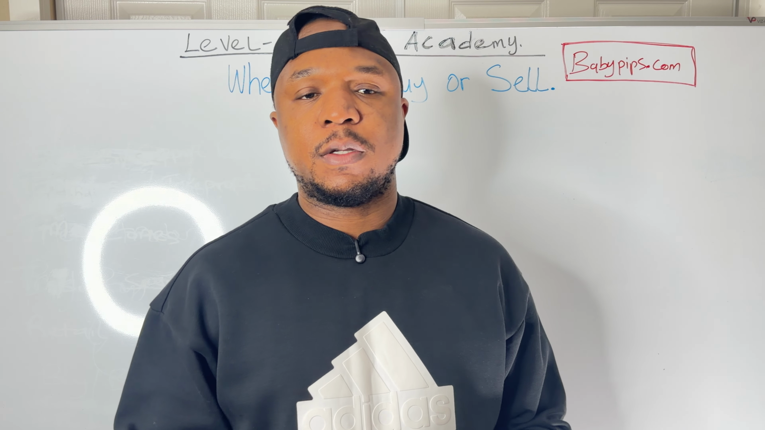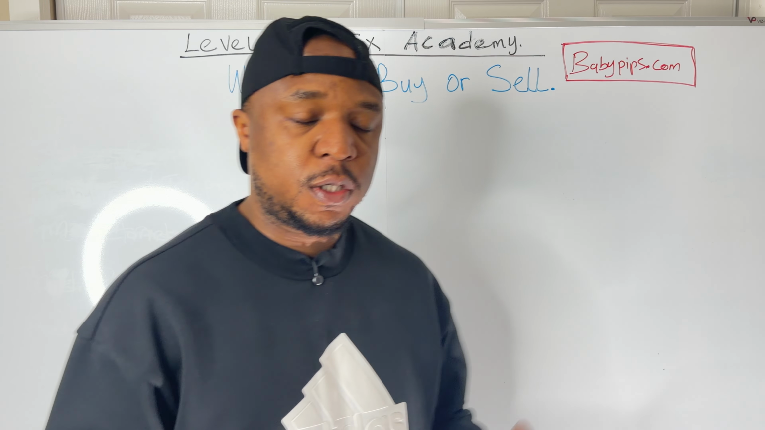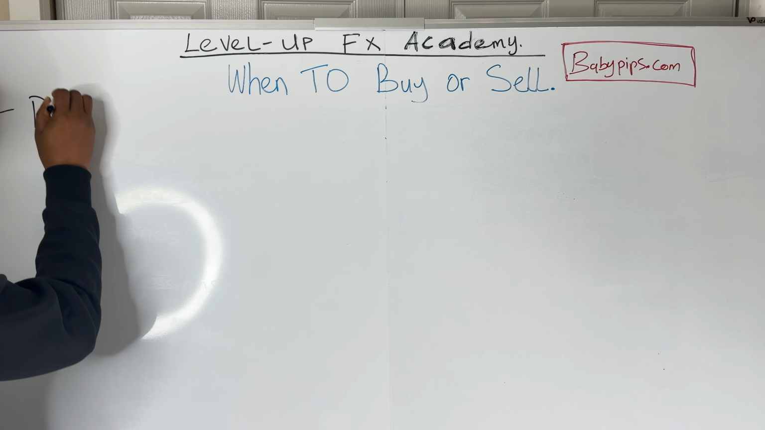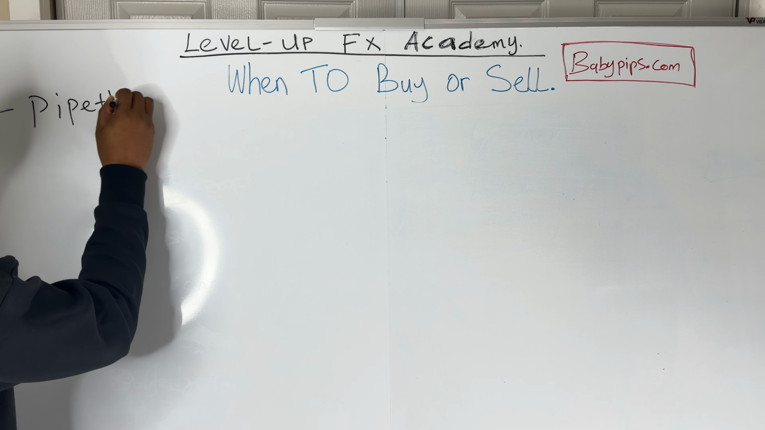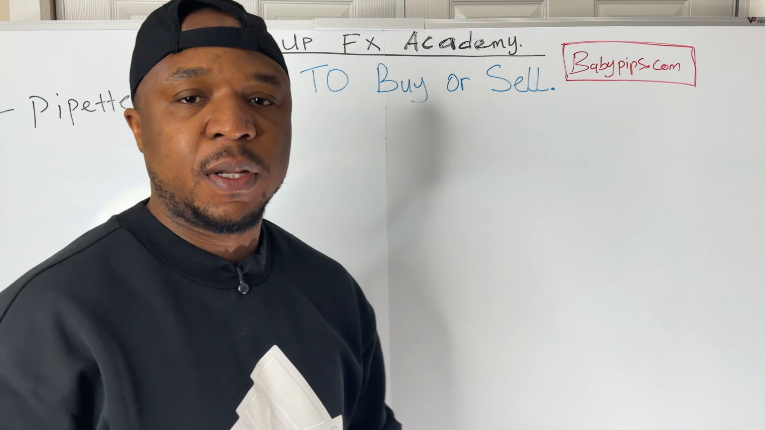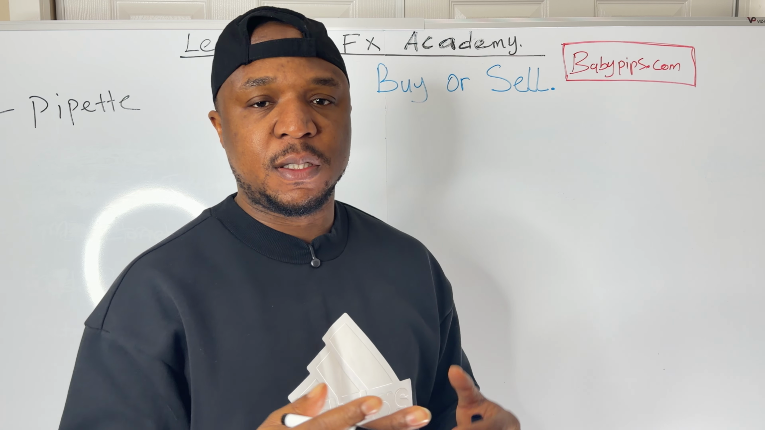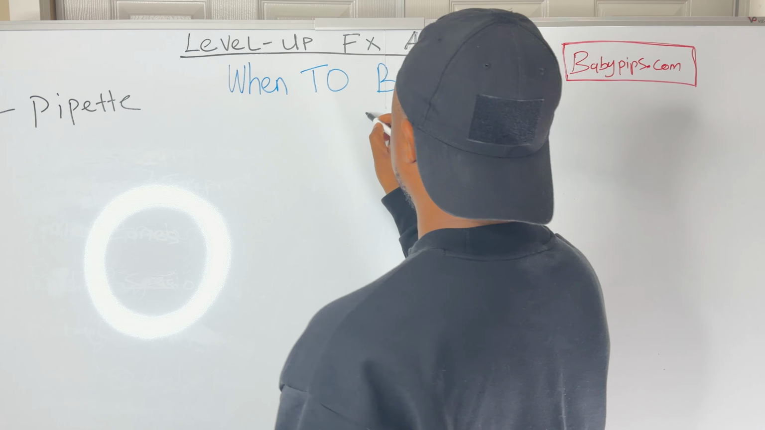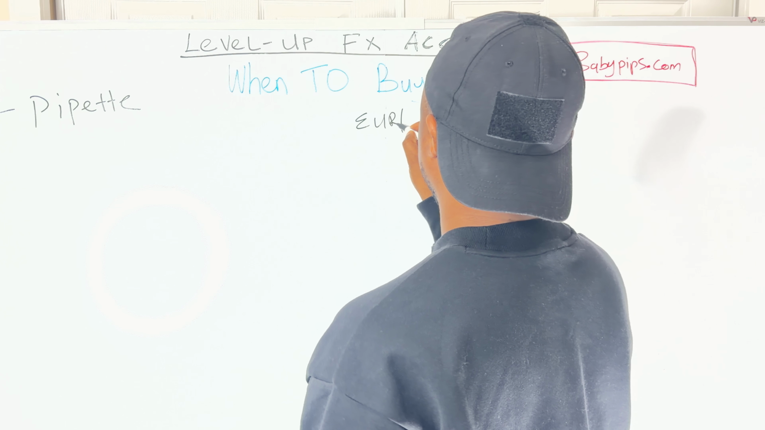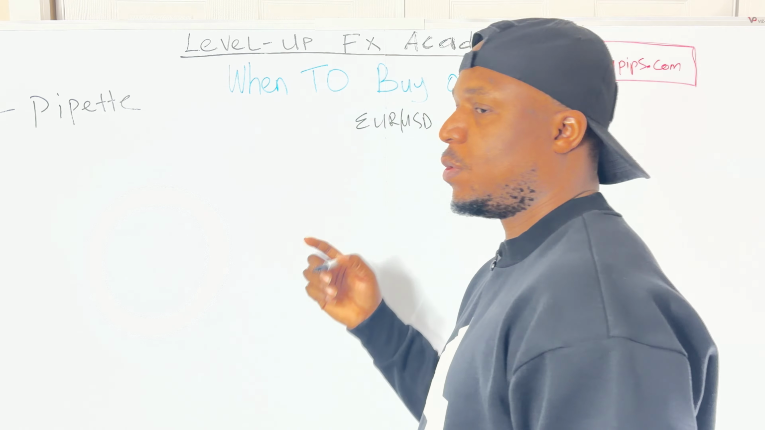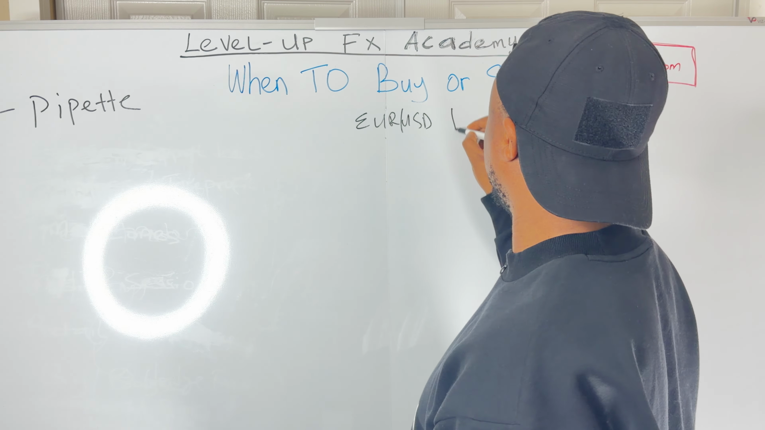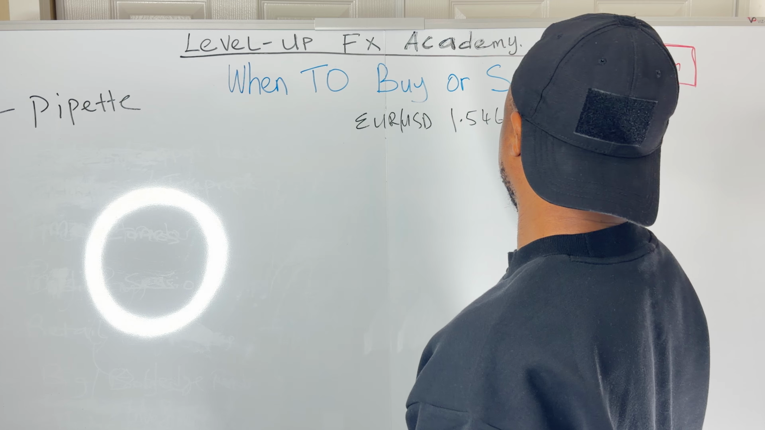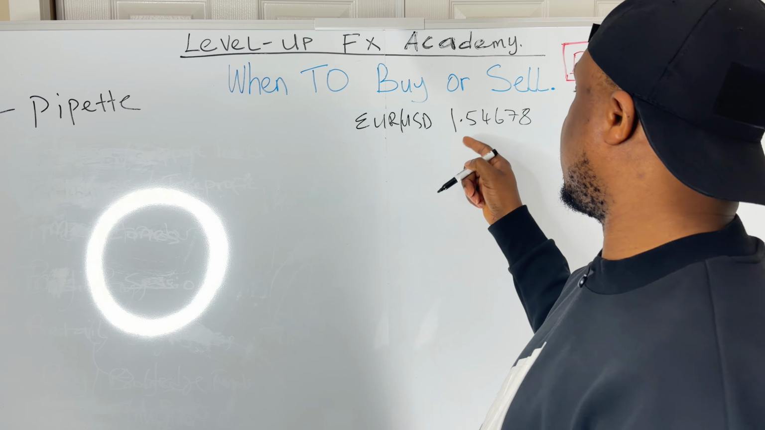One of the concepts you need to know is a pipette. So what is a pipette? A pipette is simply the smallest change in the price. Currencies are quoted in pairs, like EUR/USD, and it's quoted like 1.54678, with five decimal places after the decimal point.